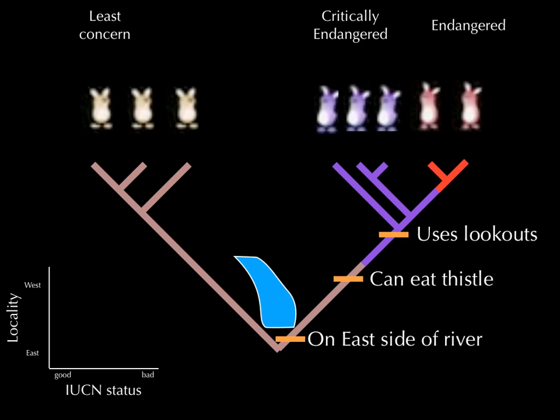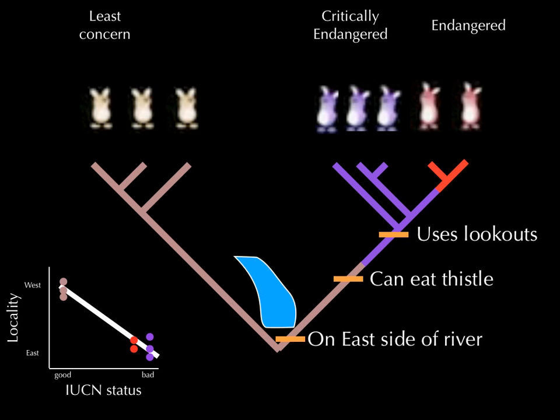And I might then do a simple regression where here's my extinction risk, low versus high, and do a correlation and say, yep, things with these traits have a higher extinction risk, right? The problem is that these are all correlated. These all share all this history. So if I say, oh, eating thistle increases your extinction risk, increases your conservation priority, it could be that it's eating thistle, through that correlation, but it could also be just being on the east side of the river. I mean, that's where I have all the industrial plants or something, right?